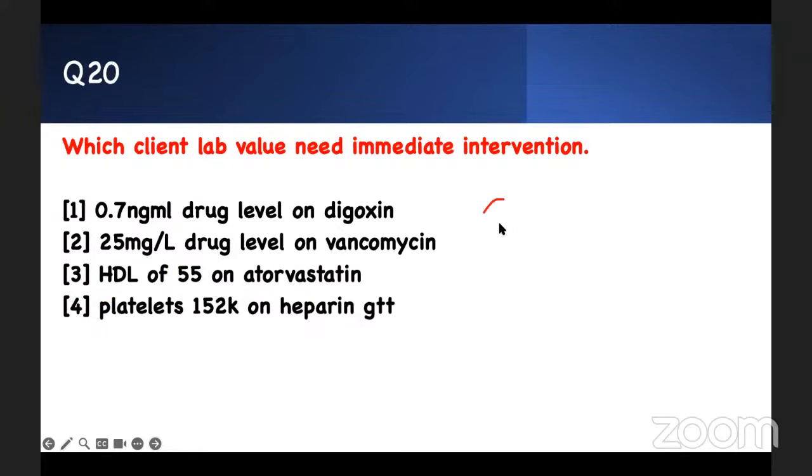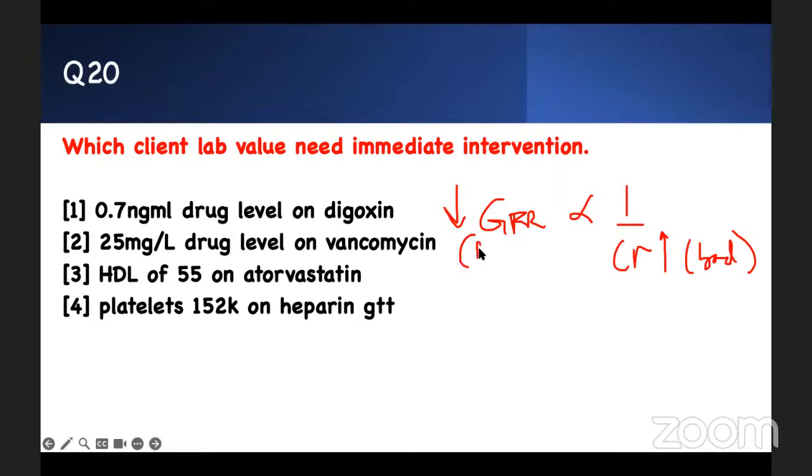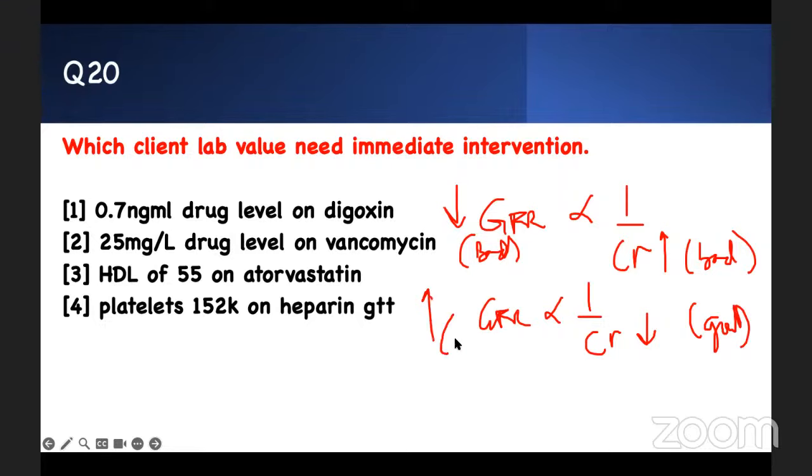I saw questions about the GFR. I said GFR, okay, it has an inverse relationship to creatinine. Therefore, when a creatinine is high, it's bad. That means your GFR will be low. It's bad. GFR is inversely proportional to creatinine. When your creatinine is low, good. Your GFR will be high, good. So this patient is good.